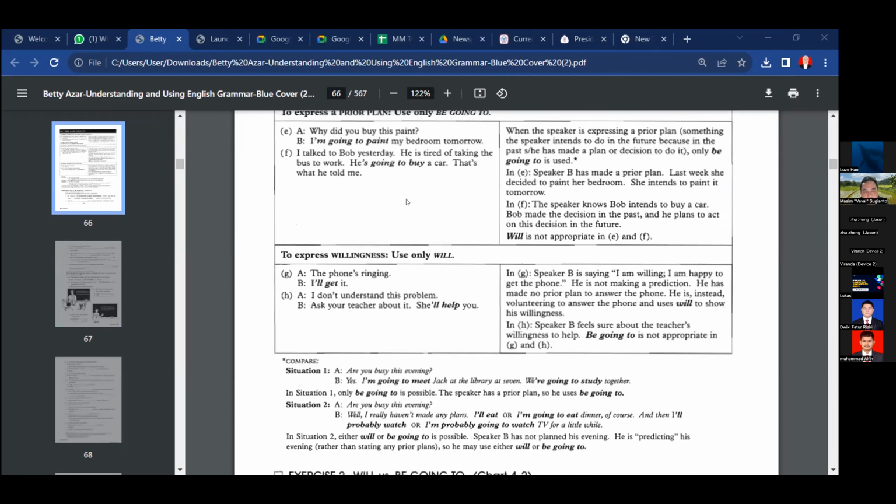True. I talked to Bob yesterday. He is going to buy a car. He is going to buy because we know he is tired of taking the bus to work. Is it okay? Like you know that he will not come because he has resigned. That's my consideration why I prefer to use going to.